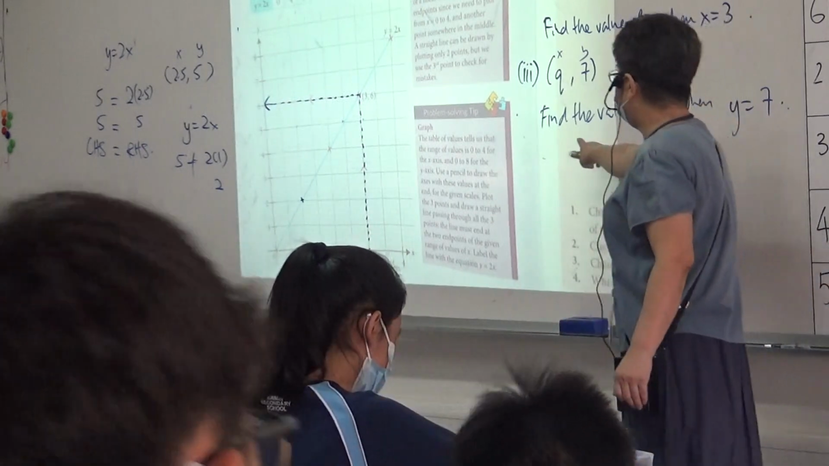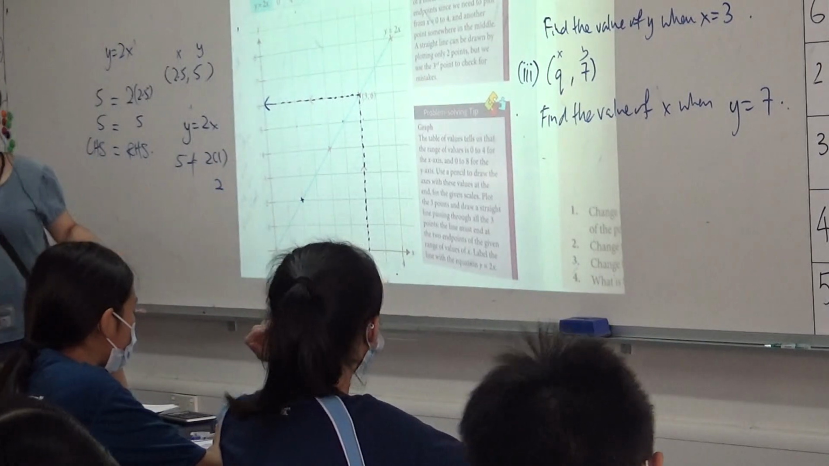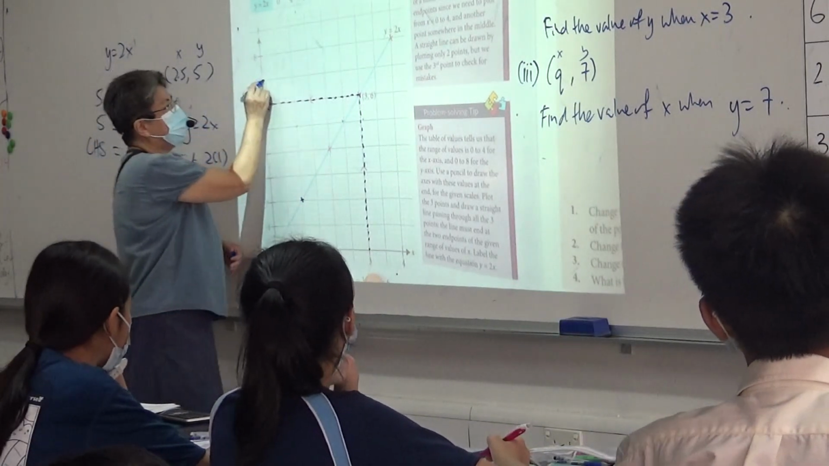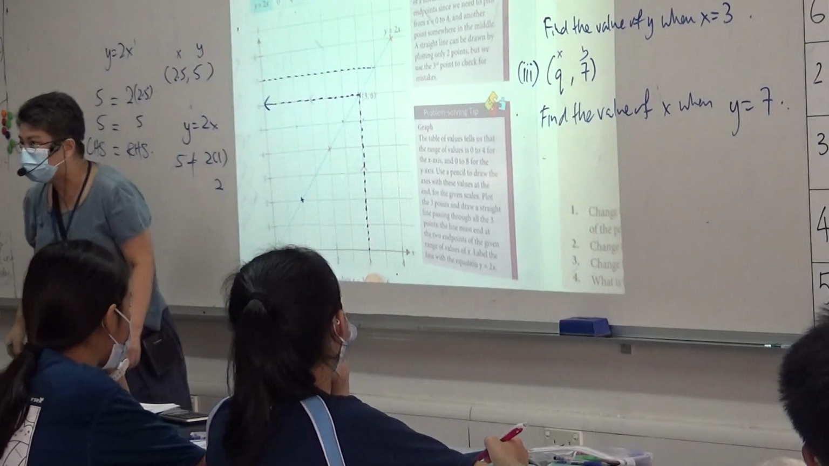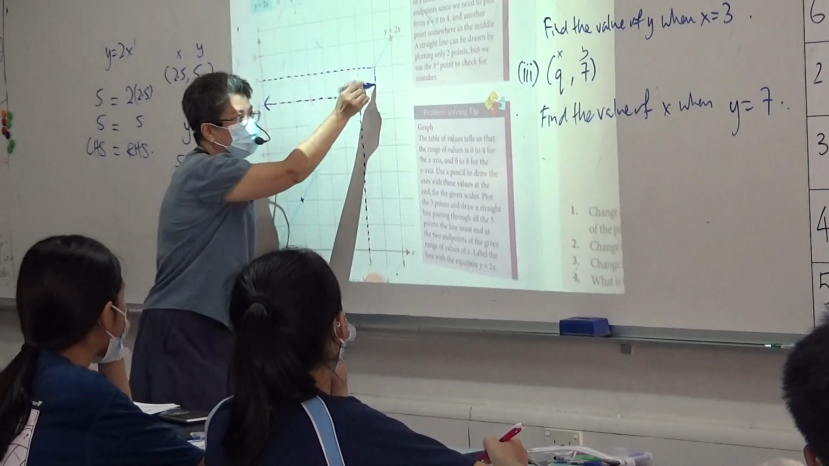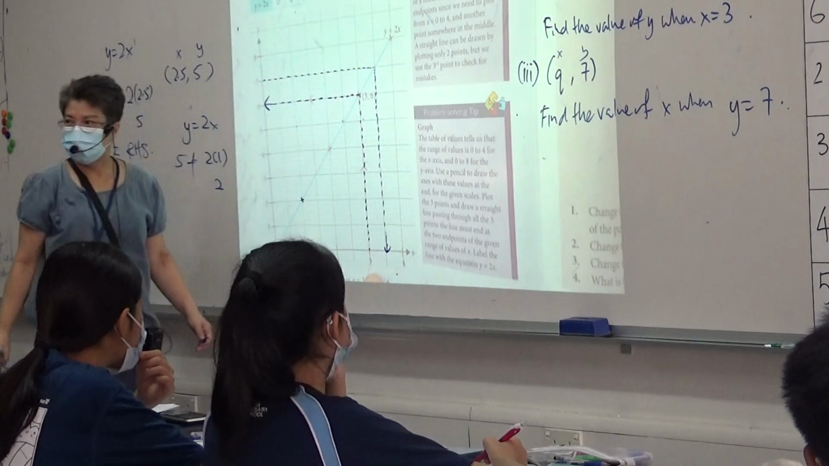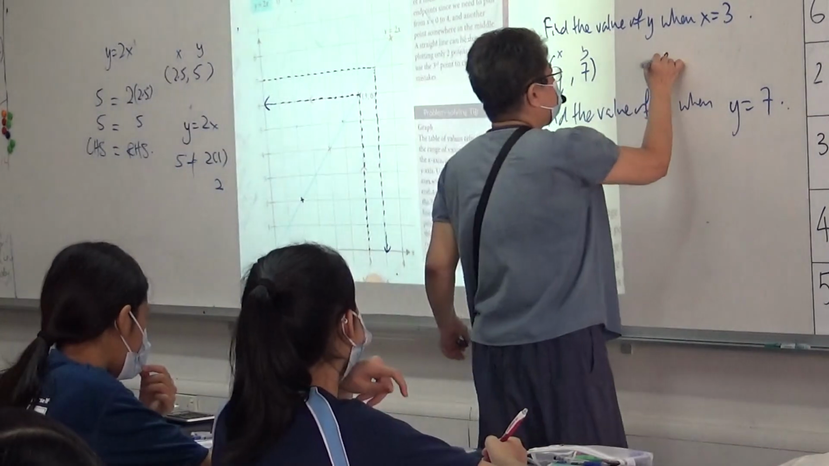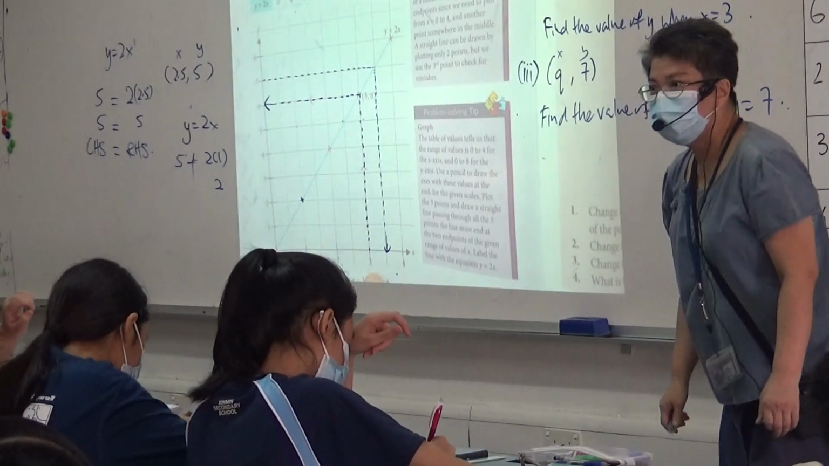Okay, now how to find the value of x when y is 7? Oh, look at this is what you do. Y is 7 is here now. You need to draw a dotted line until it hits the ground. Then what do you do? You turn. What is this value? 3.5. Good. That means Q is 3.5. Can you see it?